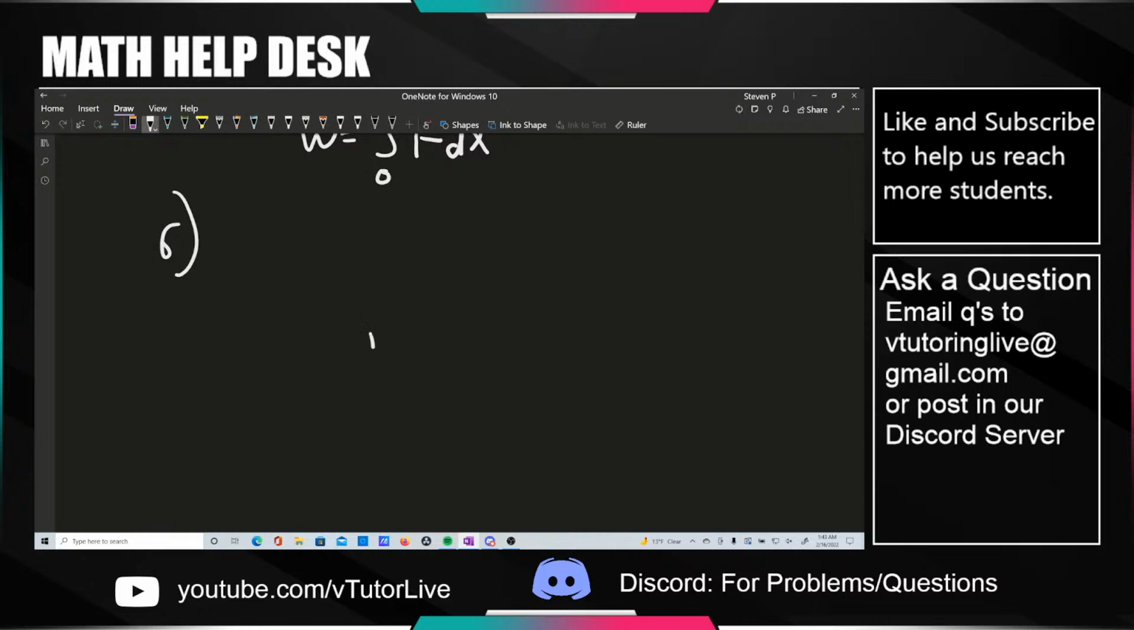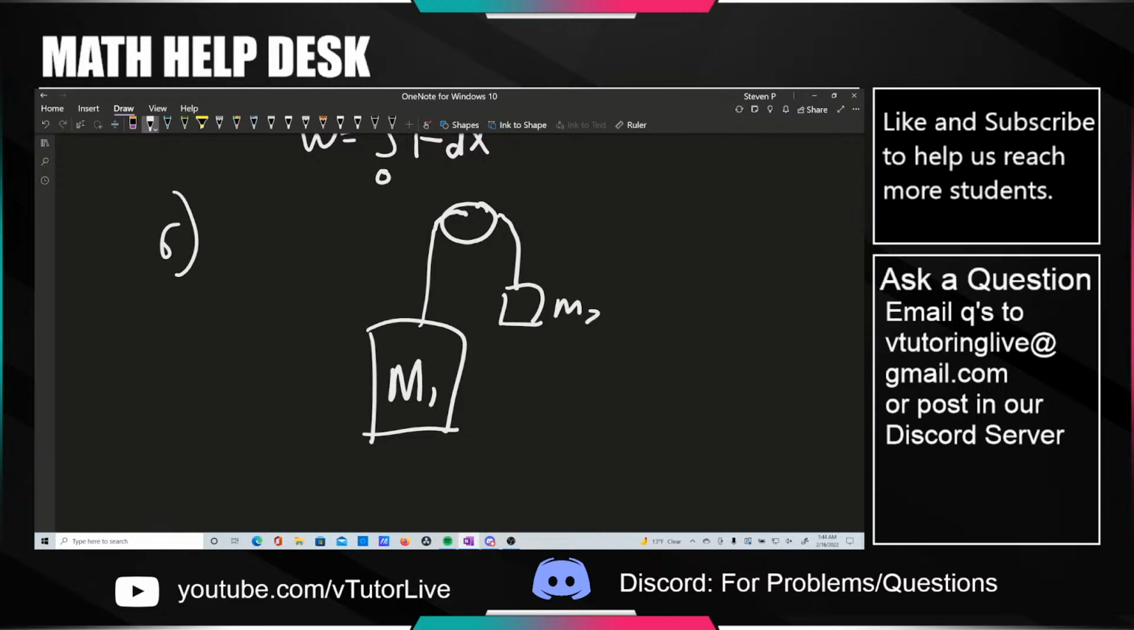So now the next one, 6, is kind of interesting. It's saying that a really heavy elevator is being pulled up, maybe by a pulley or a motor system, and it's also got a counterweight on the other side, right? So if this mass is big M1, and this mass is little M2, then M1 is greater than M2.